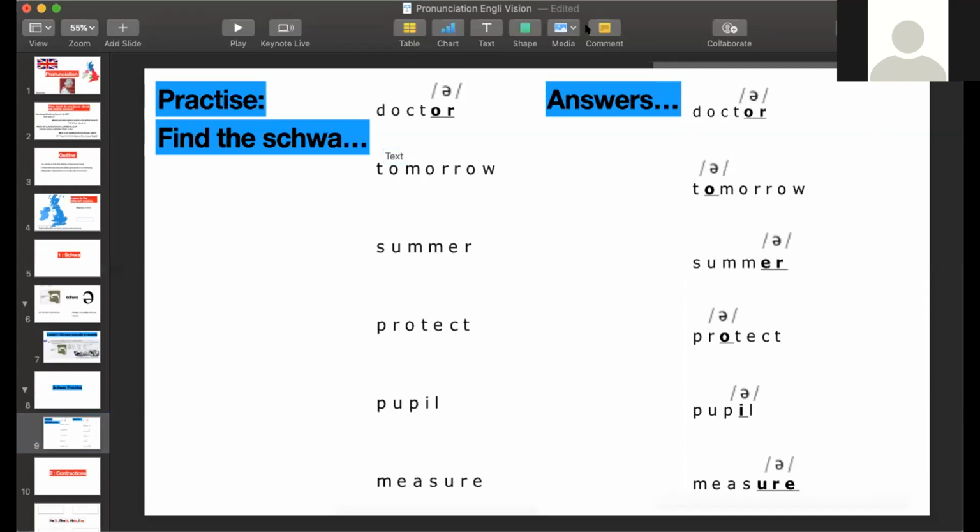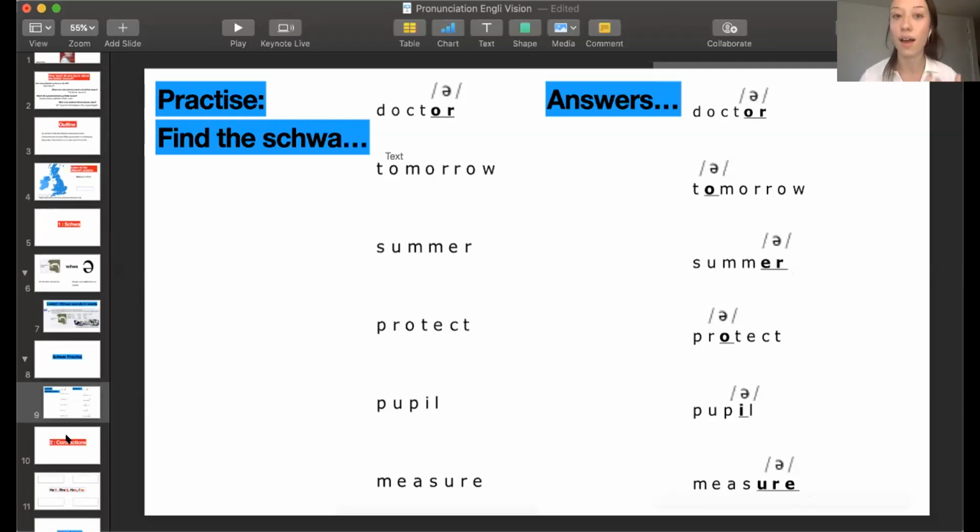So, we have doctor, tomorrow, summer, protect, pupil, the sound, and measure, okay. So what does that say? Protect. What's that? Summer. Measure. Yeah, good. So this is the most common sound in the British accent, the schwa sound, okay?